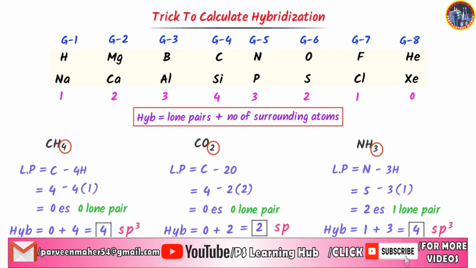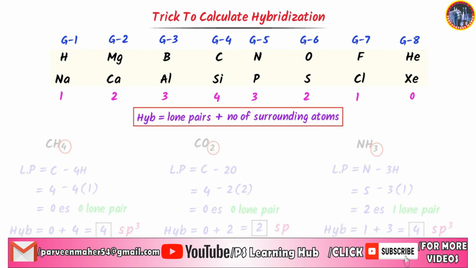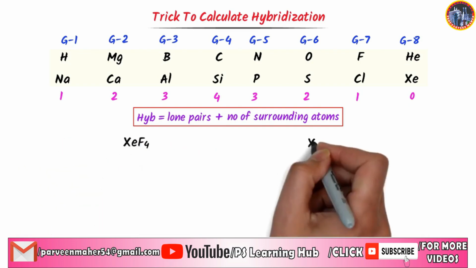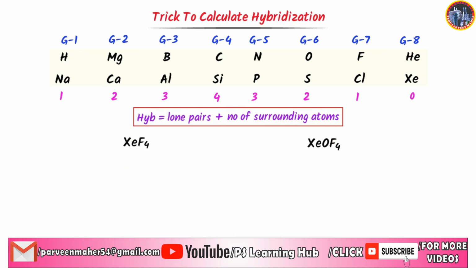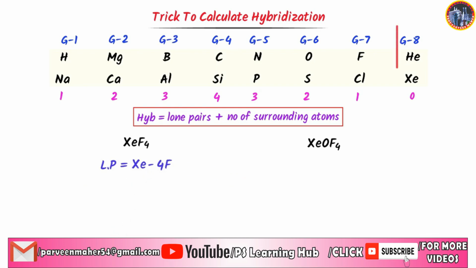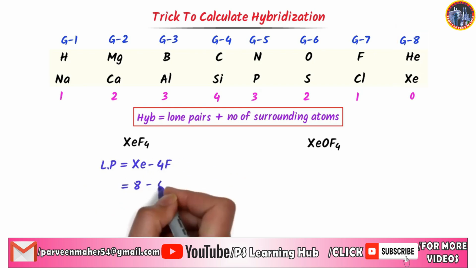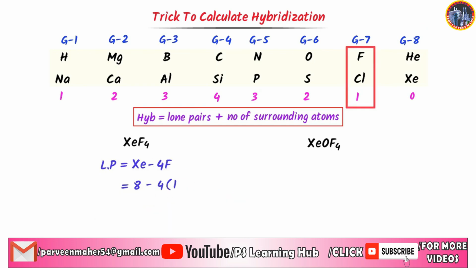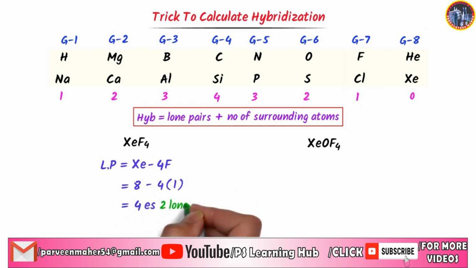Therefore, using this trick, we can easily calculate the hybridization of central atom. Now let me teach you some hard level question. Calculate the hybridization of xenon in the following molecules. Well, the central atom is xenon minus 4 fluorine. The group number of xenon is 8 and the valency of fluorine is 1. I get 4 electrons, or there are 2 lone pairs of electrons present on central atom.